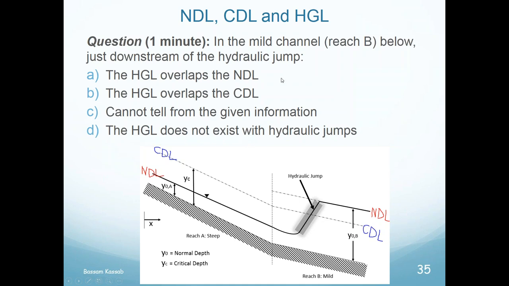But now the question is, on the mild reach of the channel, that's the second one, reach B here, and after the hydraulic jump, downstream of the jump, is it A, the hydraulic grade line overlaps the NDL? Does the hydraulic grade line, HGL, coincide with the NDL? Or does it coincide with the CDL, option B? Or C, you cannot tell from this diagram and the information I gave you. Or D, the HGL does not exist with a hydraulic jump. Which one is your answer? A, B, C, or D.